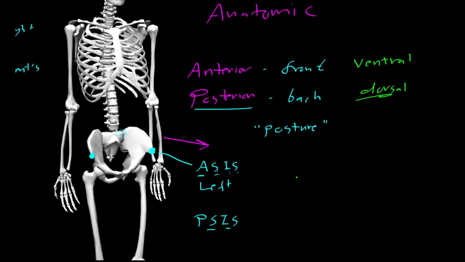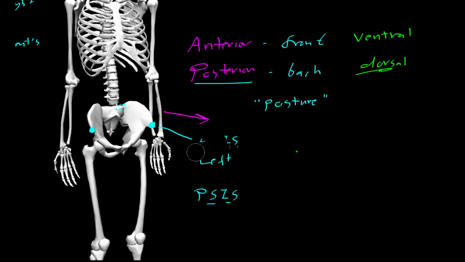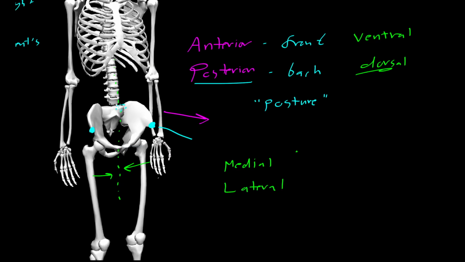Now, let's talk about medial and lateral. I think you know what these are, but medial, that's like towards the middle of the body. So medial, it's kind of moving towards the center line of the body, if there's a center line that goes down like this. And then lateral, that's like moving away from the midline of the body.